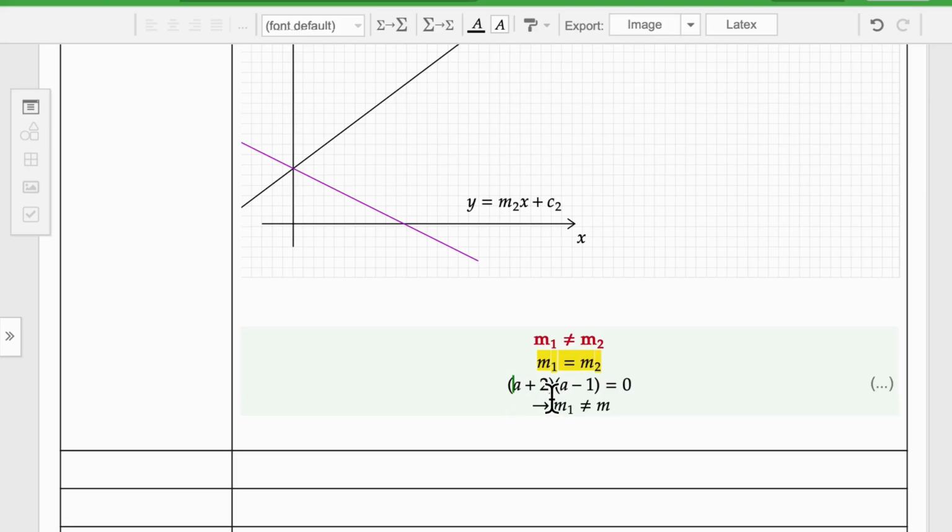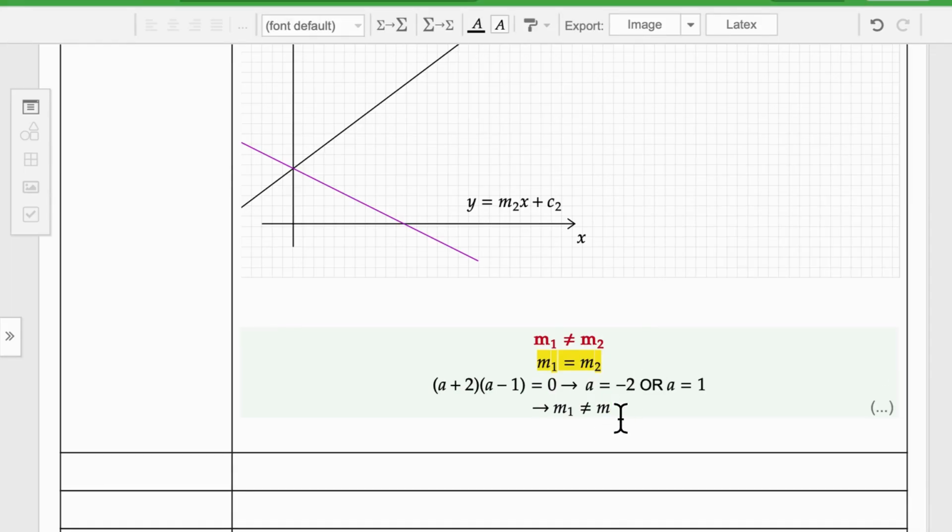When (A + 2)(A - 1) gives us 0, it means that A will be -2, or A will be 1. Does it make sense? Now, what about the case of inequality? What can we deduce? Once again, for this quadratic to be 0, A equals -2 or A is 1.